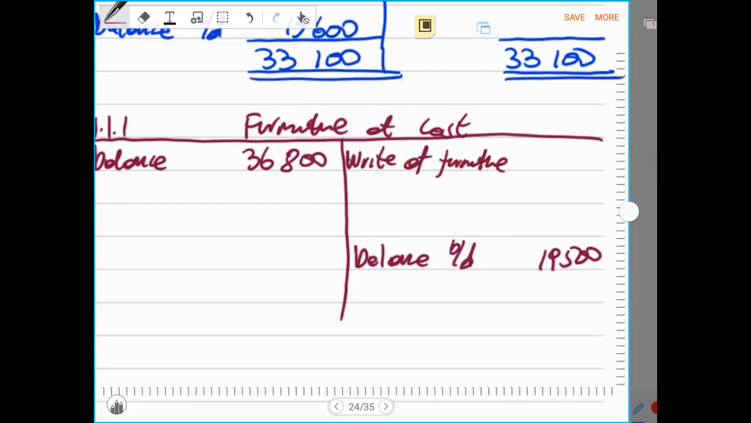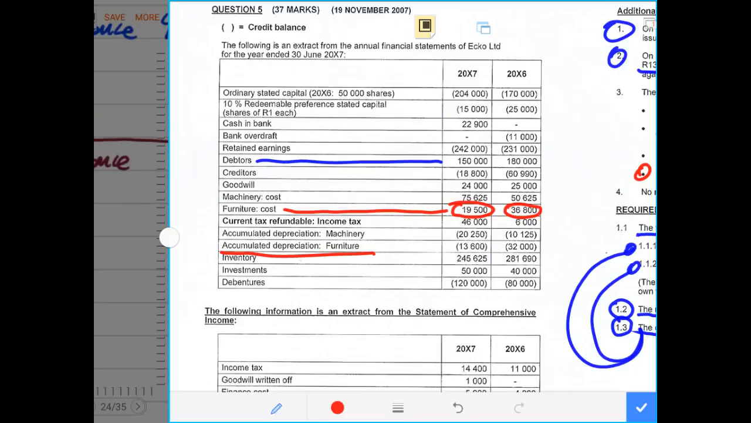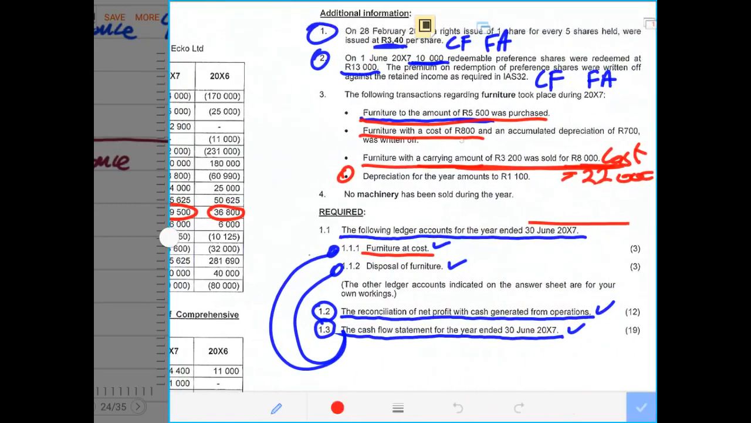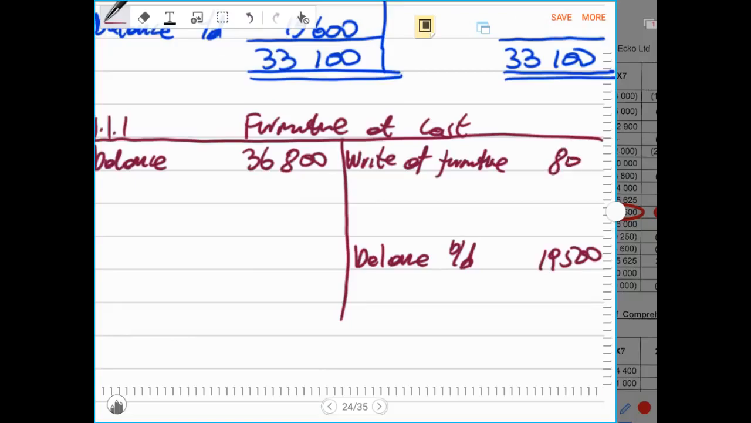That means we are recording the cost price of the furniture that was written down. And we know that the cost price of the furniture that was written down, they gave to us that it was 800 rand cost. So now the cost of the furniture that was written down was 800 rands.